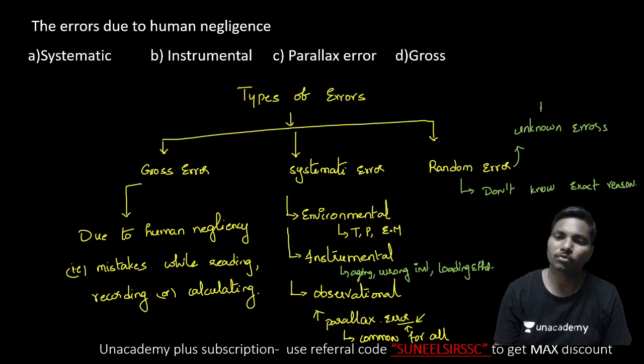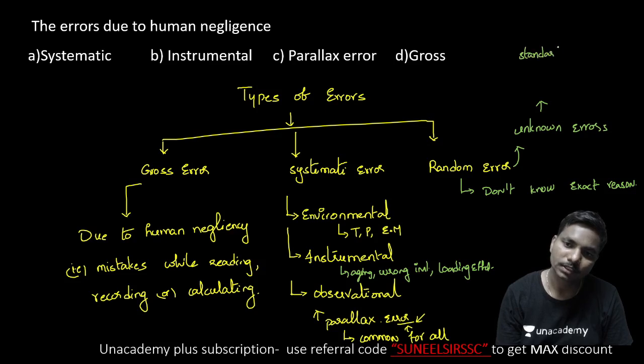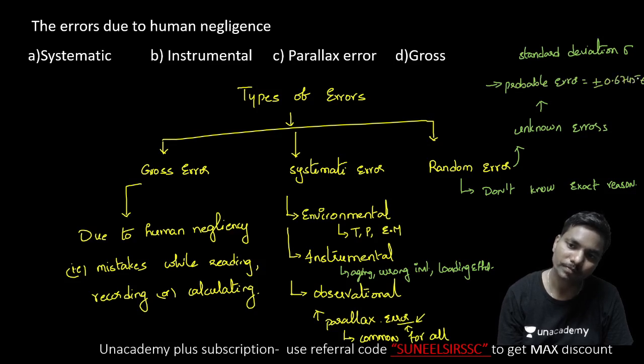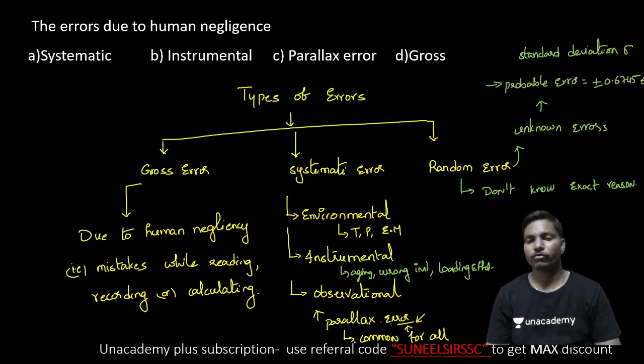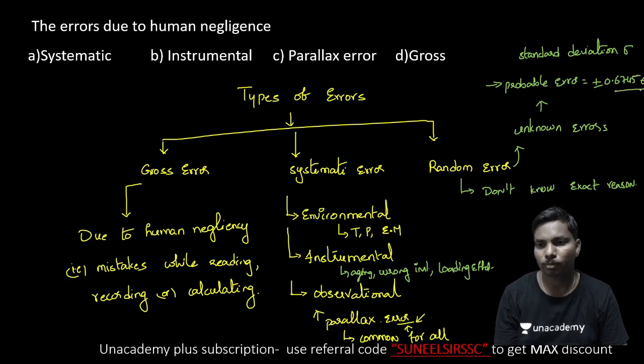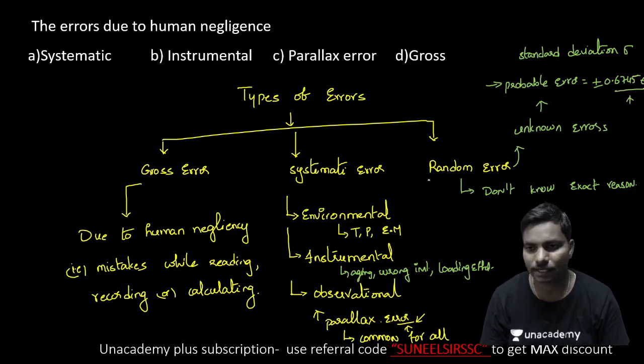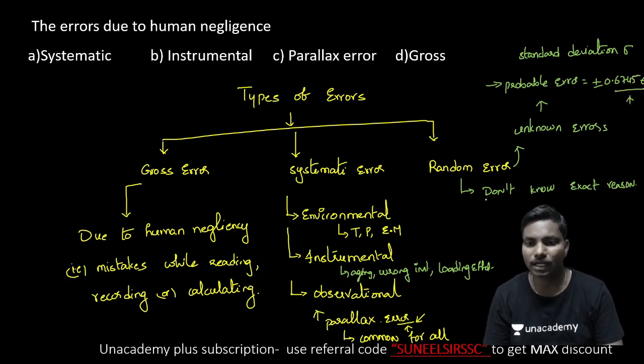So for that purpose, we are going to calculate the standard deviation of errors. After that, we have to take the probable error. The most probable error is plus or minus 0.6745 of the sigma. That means we have to multiply the standard deviation by 0.6745, that is about 67%. Then we get the random errors.